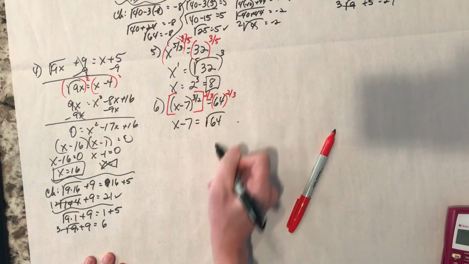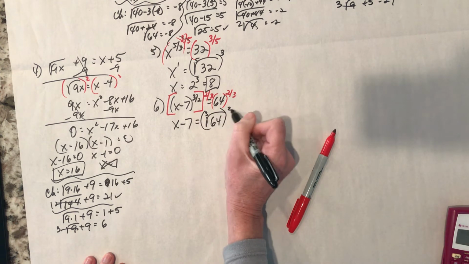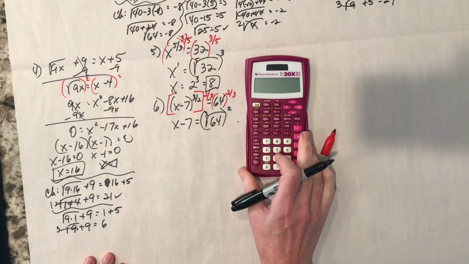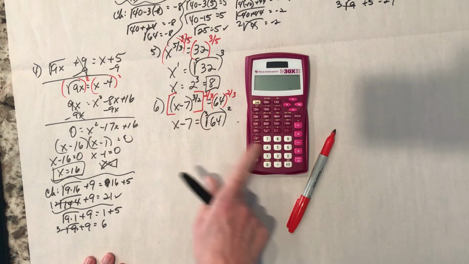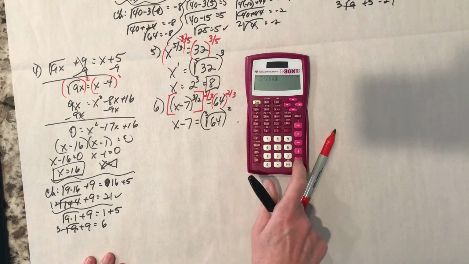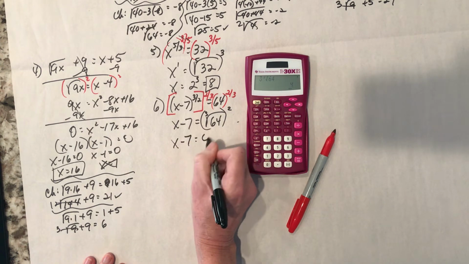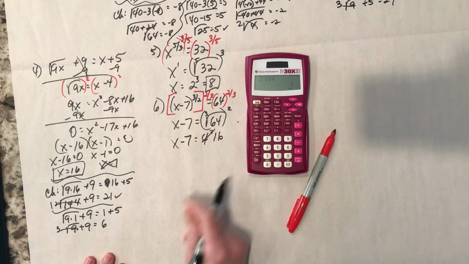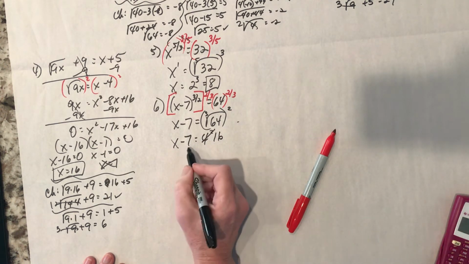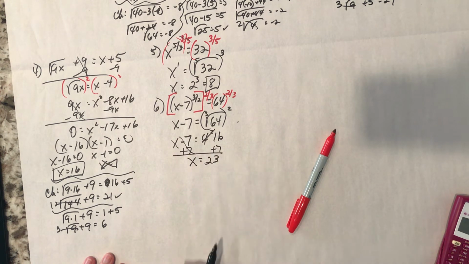So let's stick 64 underneath there. Remember, the denominator is the index, and then we will raise it to the numerator. So grab your calculator. We want the cube root of 64, so put in cube first, then second, put in the 64 there. You'll get a 4 for that. And then 4 squared, so we're getting a 16 out of that. So we get x minus 7 equals 16. You still have to solve for x, so add 7 to both sides. So we get x equals 23.